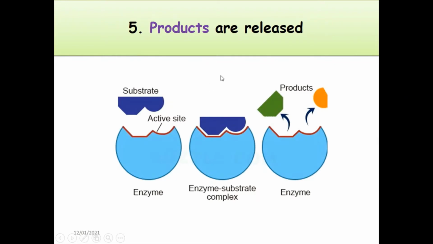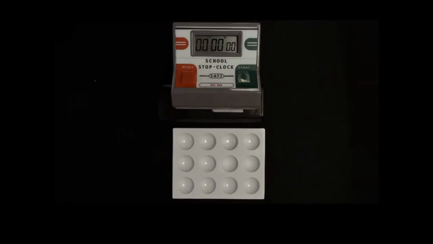And then finally, the products are released. So again, substrate binds with the active site, enzyme substrate complex is formed, products are released. So that was the basics of enzymes.